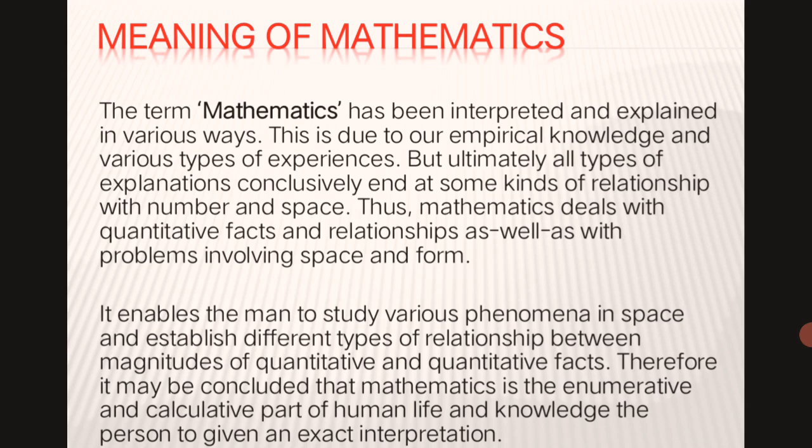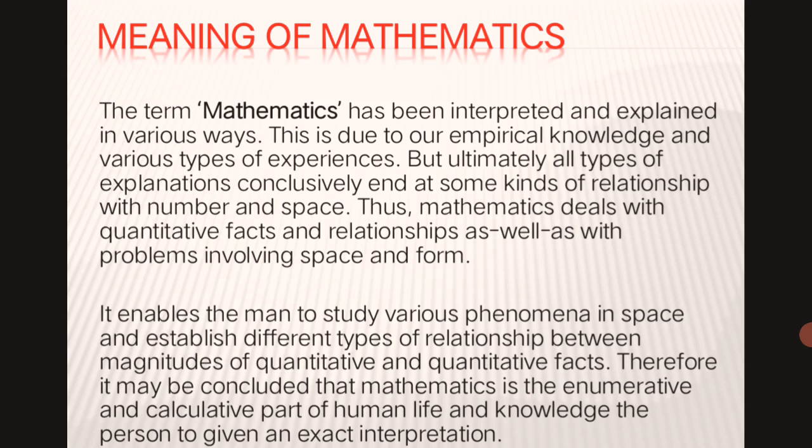But ultimately all the types of explanations conclusively end at some kind of relationship with number and space. Thus, mathematics deals with quantitative facts and relationships as well as with problem solving, space and its form. So in a simpler manner, mathematics is nothing but some kind of relationship with number and space. It deals with quantitative facts, that means numerization, using numbers and other things. But it is not restricted to only that.